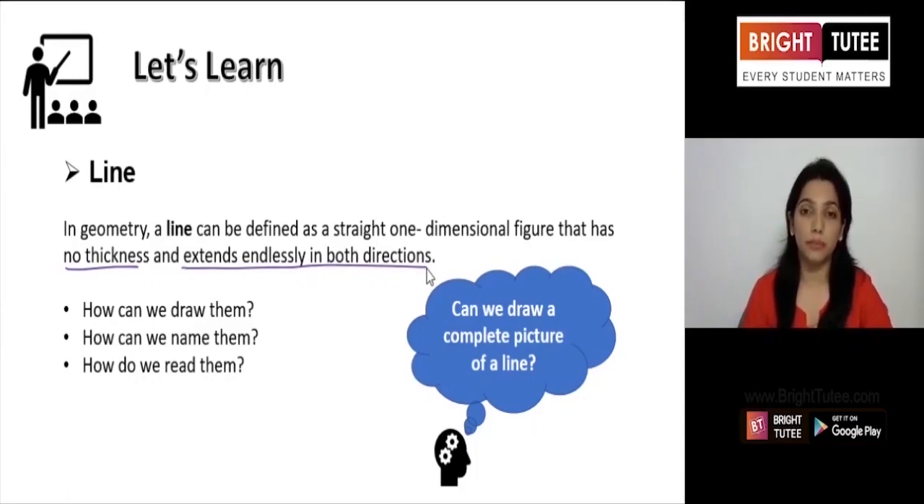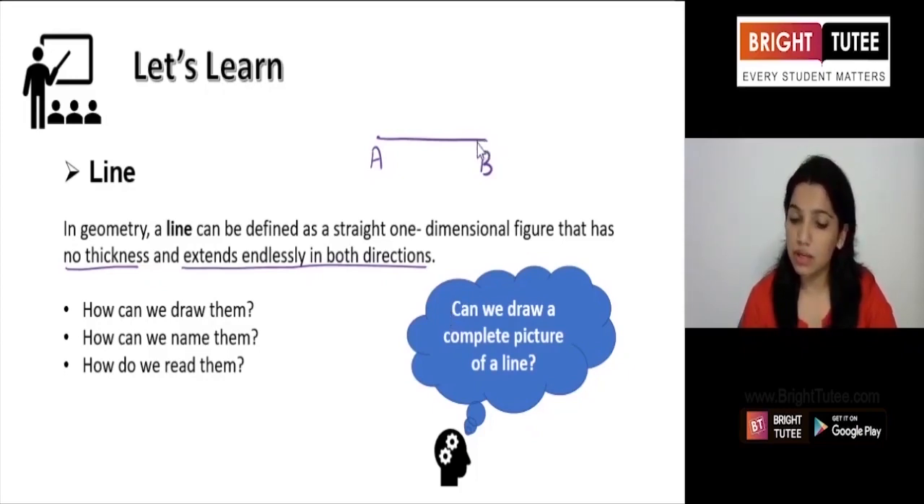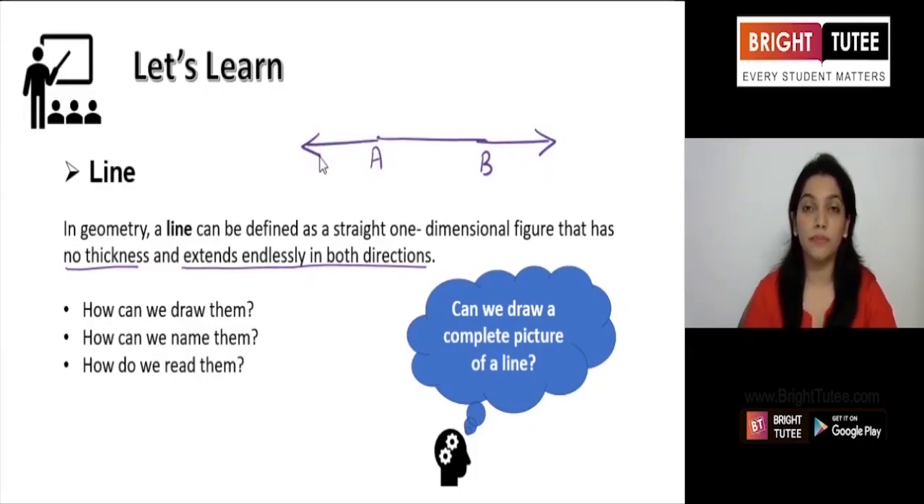Let me draw it here. Look at this line segment, say with the point A and point B. I am drawing a line segment. We all know that a line segment is of a fixed length. What I am doing is extending this line segment in both the directions. And when I am extending it in both the directions, I don't know where to stop. So what do I do? I simply put these arrows at both of these ends, which are pointing in opposite directions.